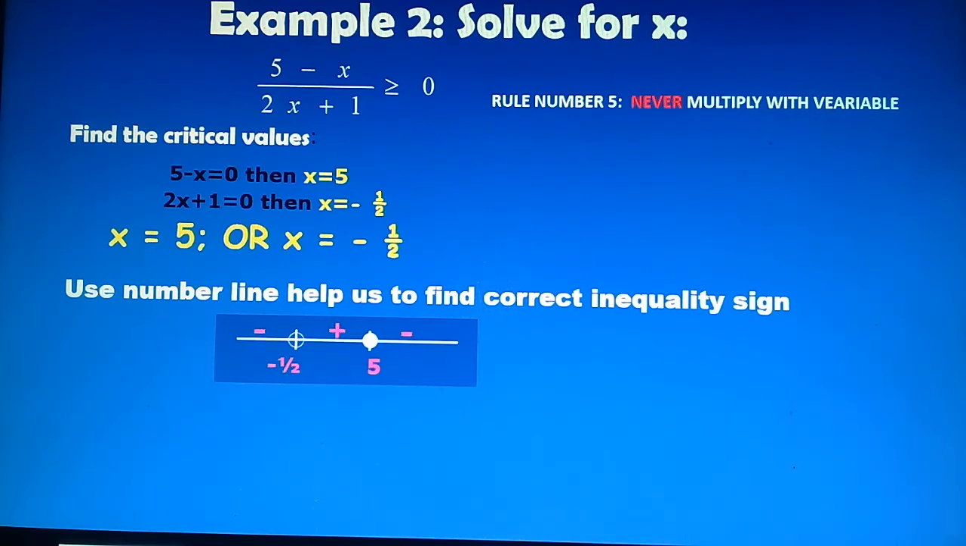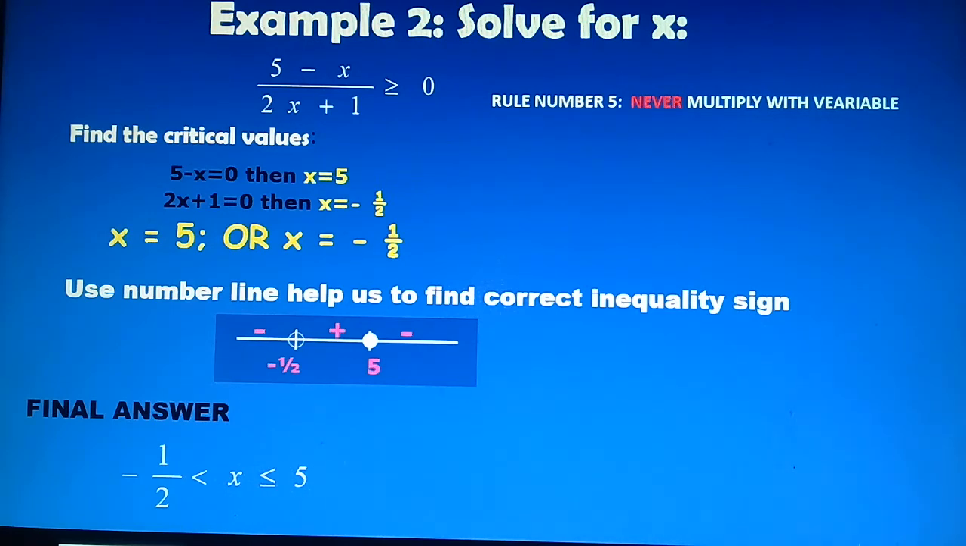Remember the question says solve for x if the expression is greater than or equal to 0. Now our final answer: we are focusing on the positive numbers, greater than 0. It means we are looking at the positive sign. Between minus half and 5, I have the positive sign, which is where our expression is greater than or equal to 0. So x must be greater than minus half, and x must be less than or equal to 5.